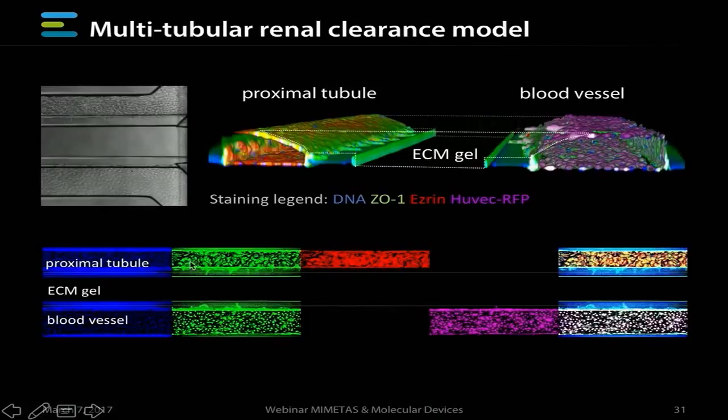Here there's a variety of stains in order to characterize these cells. The proximal tubule is stained with ezrin. The blood vessel is stained with RFP by stable introduction of RFP expression into the endothelial cells.